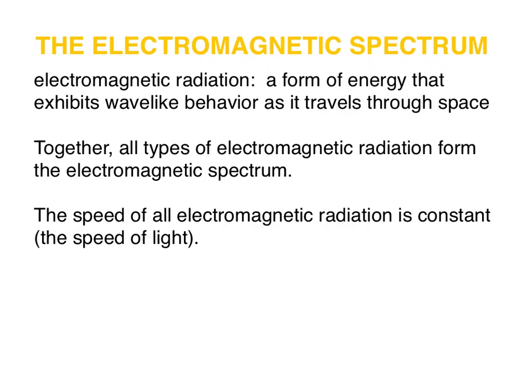Next, we're going to talk about the electromagnetic spectrum. It is composed of electromagnetic radiation, and this is energy that travels as a wave through space. Each type of electromagnetic radiation has characteristic wavelengths and frequencies. However, the speed of all electromagnetic radiation is constant. It is, again, the speed of light.